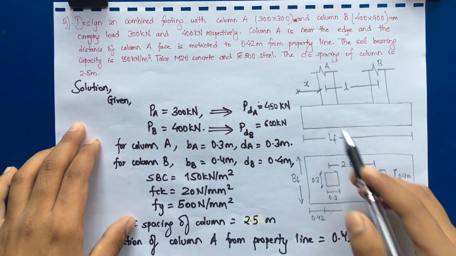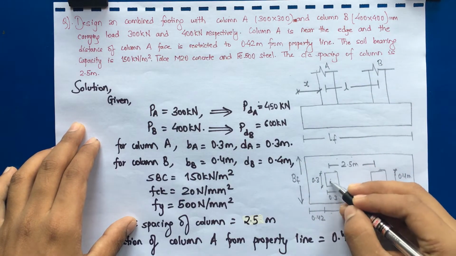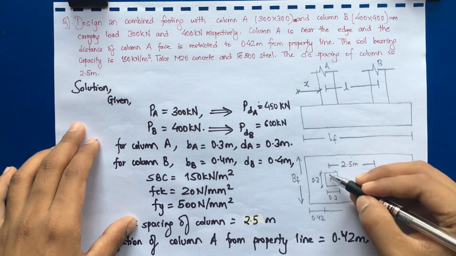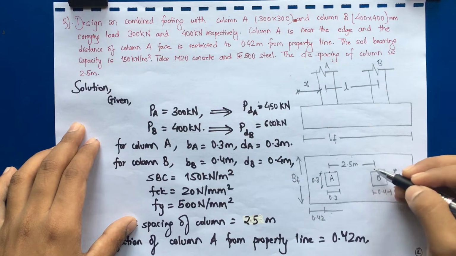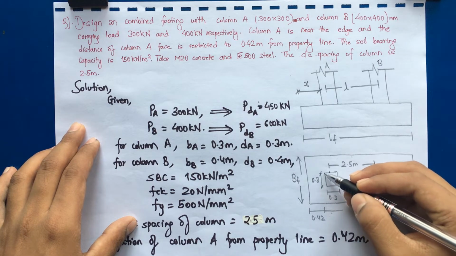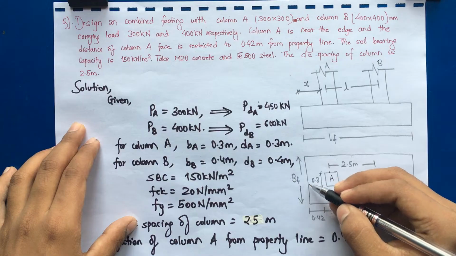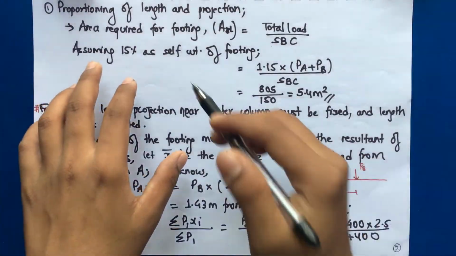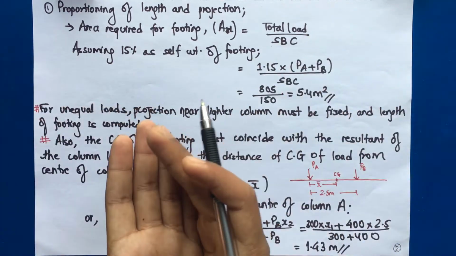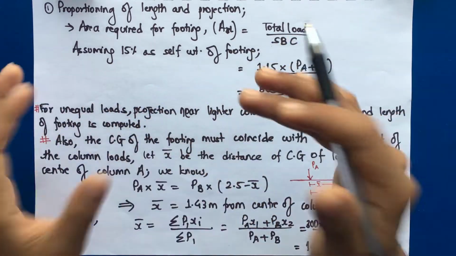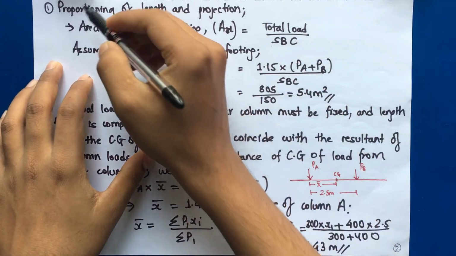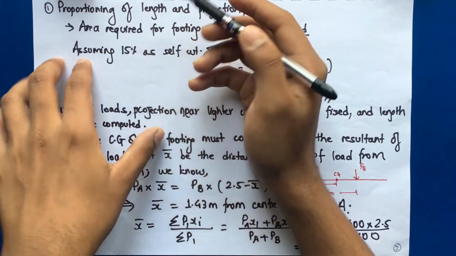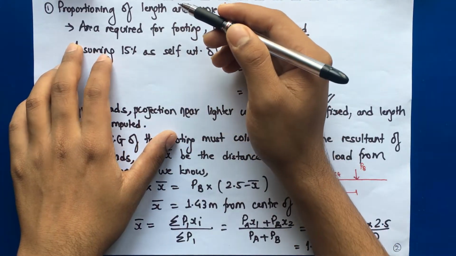If we see in the figure, column A is 0.3 by 0.3. Similarly, column B is 0.4 by 0.4. The center to center spacing between them is 2.5 meter, and the distance of column A from the property line is 0.42 meter. The very first step is to determine the length and the projection for the footing. So first step, proportioning of length and projection, and to that we'll find the area required for footing as we did for the isolated footing.